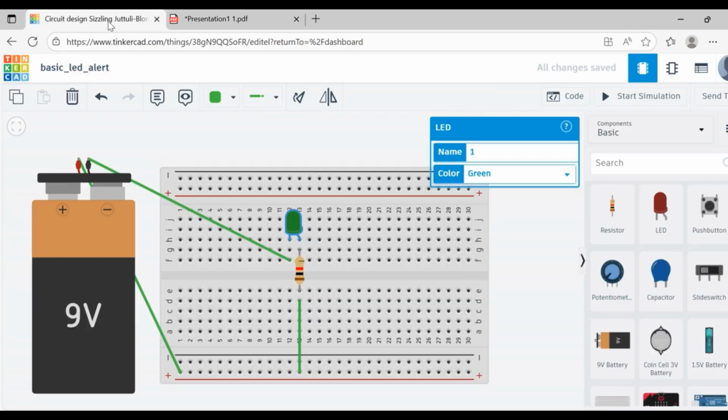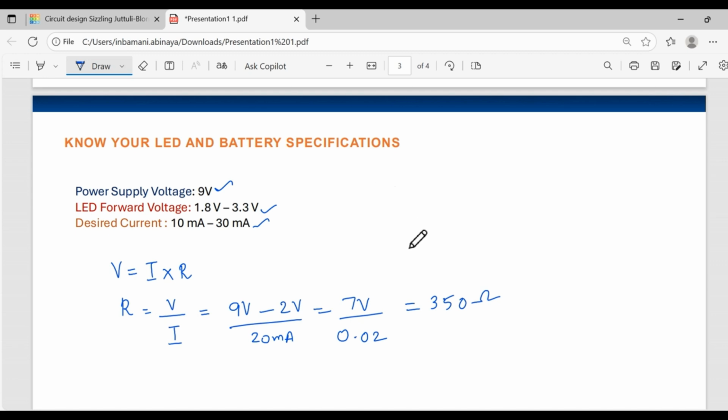Try changing the value of resistance in your project. Just click the resistance and change the value as 350 ohm, and give start simulation. Giving a proper value of resistance is really important. So we have seen how to find the resistance value with a given value of voltage and current.